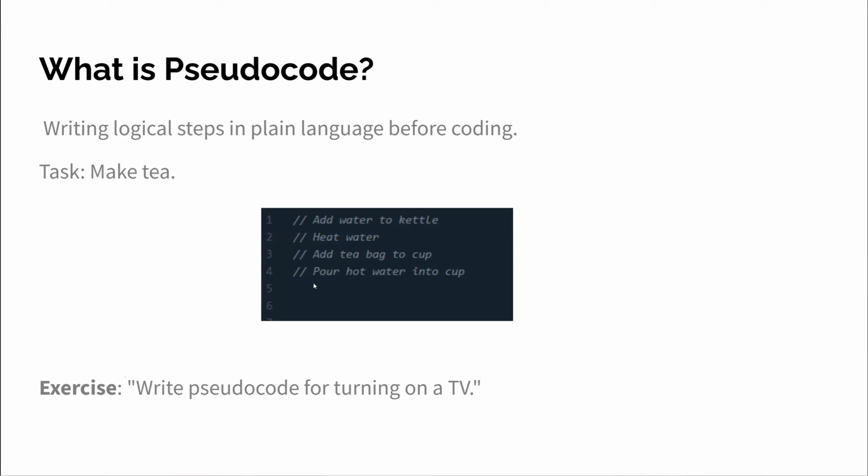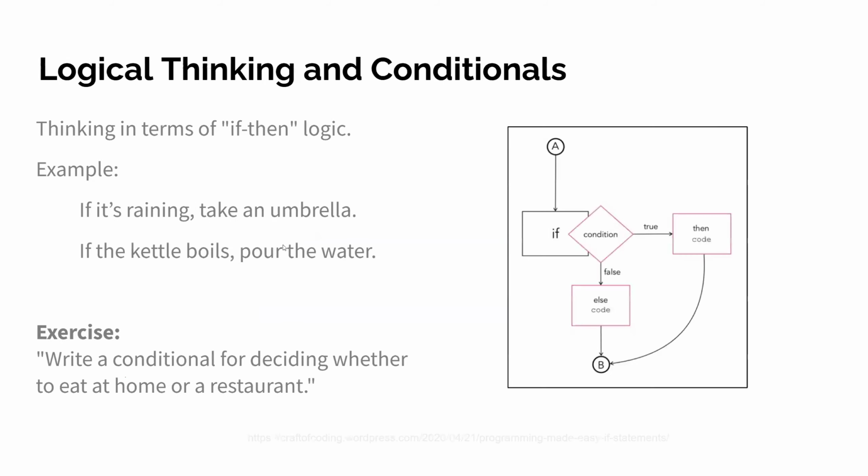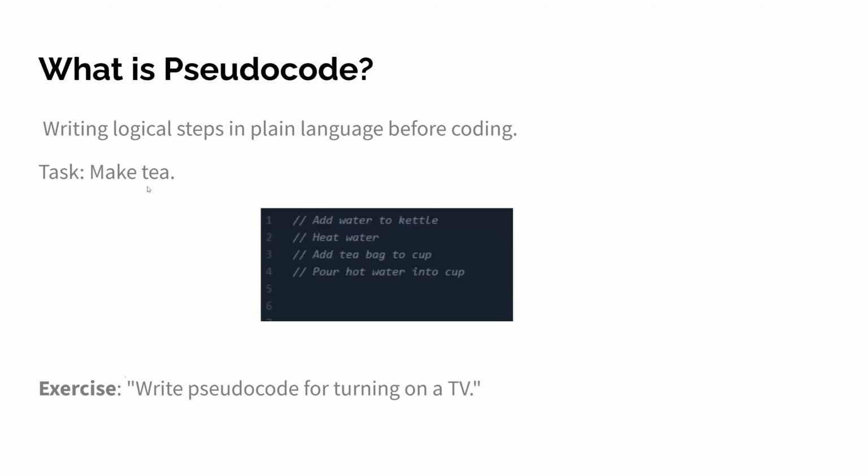So for instance, we have a task here of making tea. The pseudocode is basically: add water, heat water, add tea, pour hot water. Now, the meaning of pseudocode is basically not a code, but a language or a collection of statements that describe your code. This is what pseudocode is. You can write whatever you want.